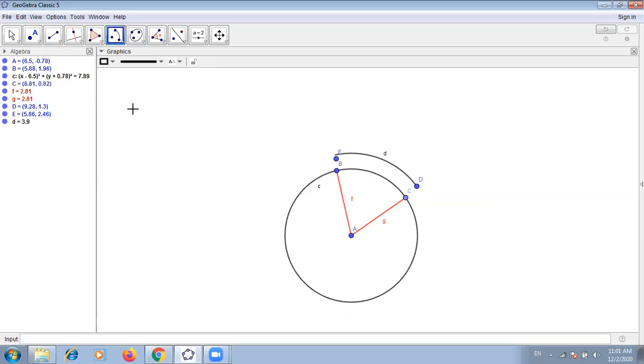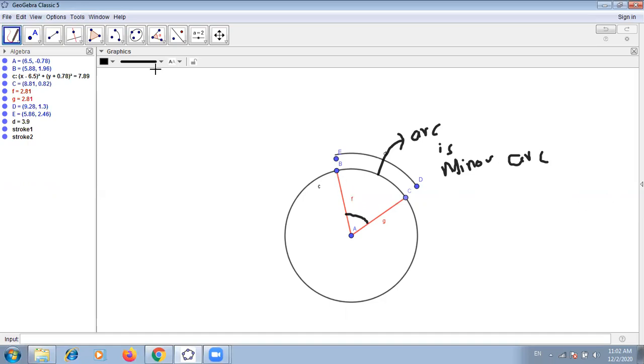There are two types of arc. That is a minor arc. Why minor arc? Because it is formed by less than a semicircle, or you can say less than 180 degrees. That angle is less than 180 degrees, or it is less than a semicircle. So whenever the arc is less than a semicircle, then it is a minor arc.